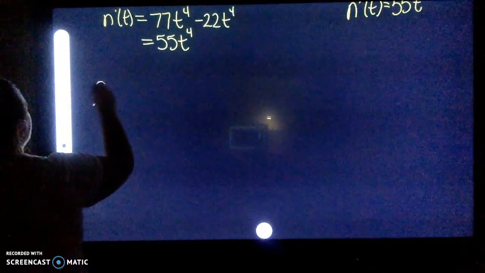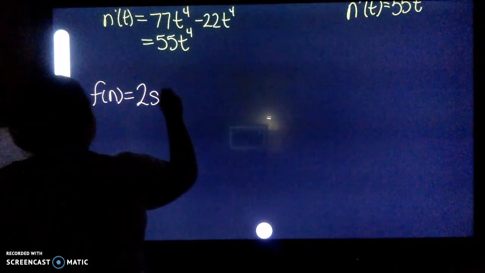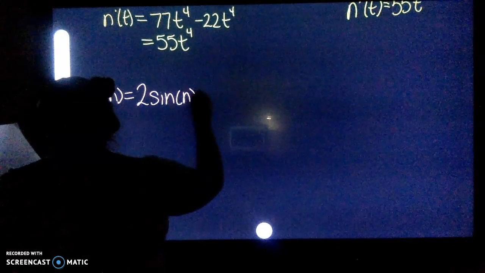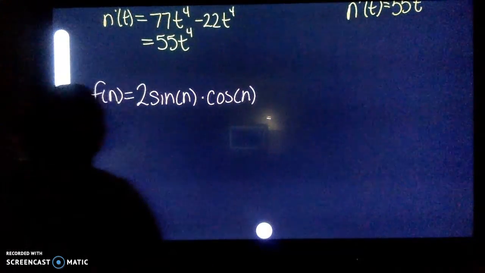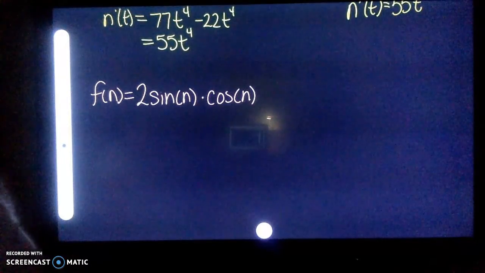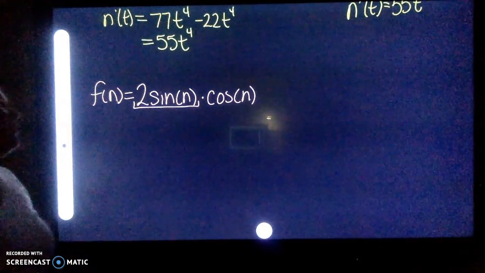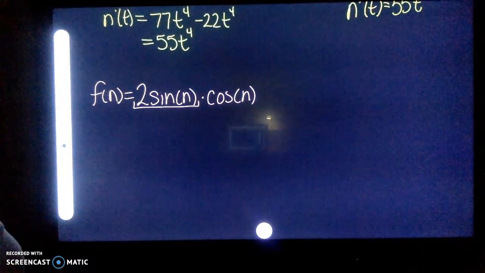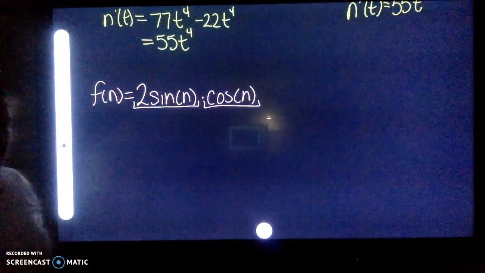Next example is the function f of n is equal to 2 sine of n times cosine of n. Whenever there's a number out front, a lot of kids forget where to group it. I always like to group it with whatever the first function is. So I'm going to put 2 and sine of n together to make my first function, and then cosine of n will make up my second function.